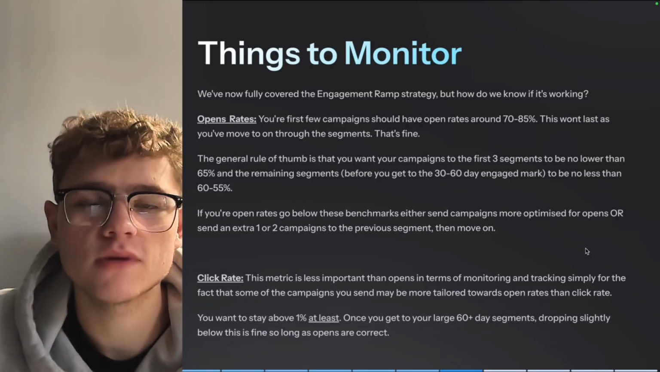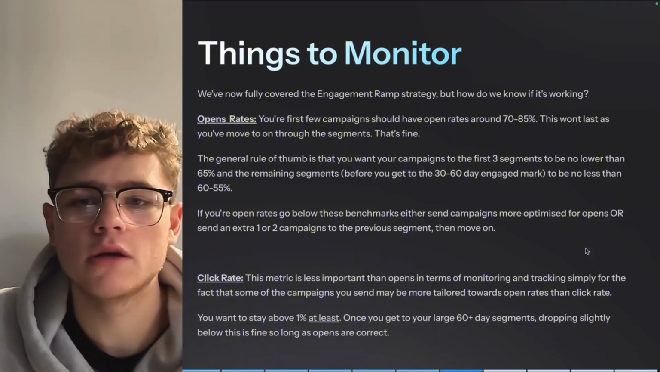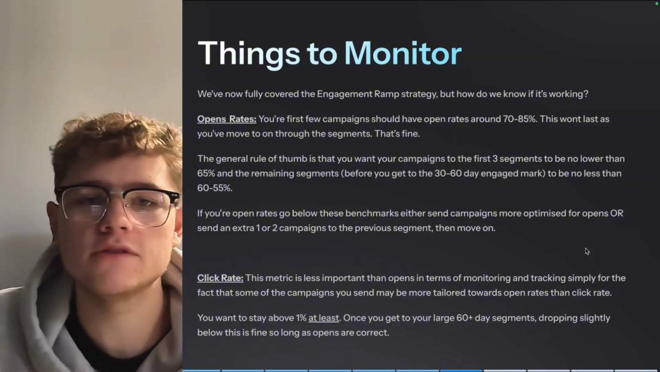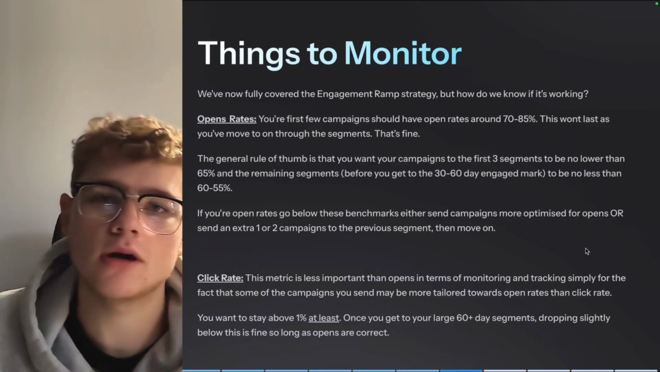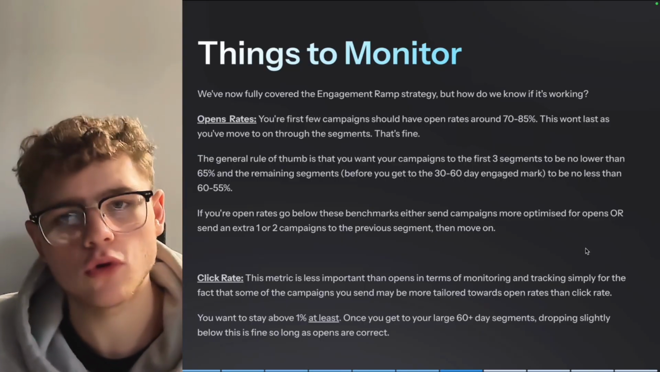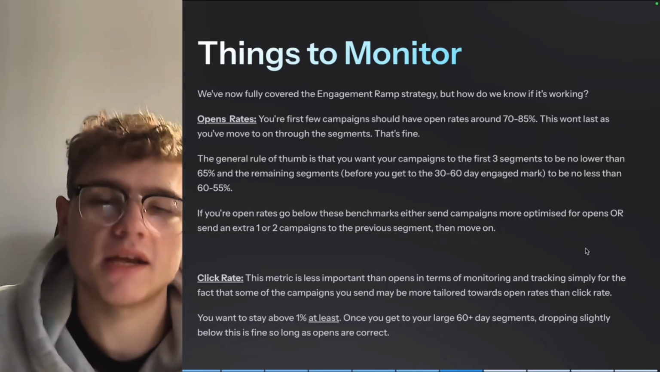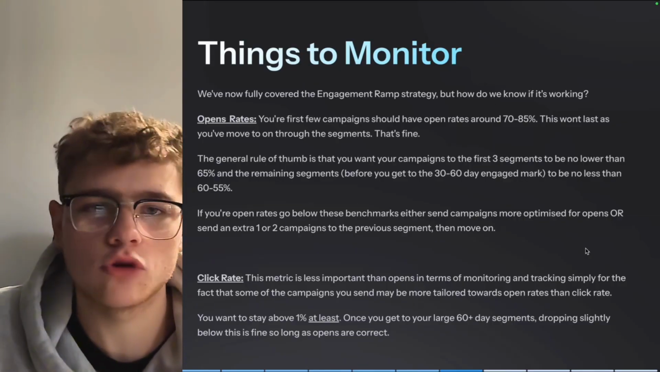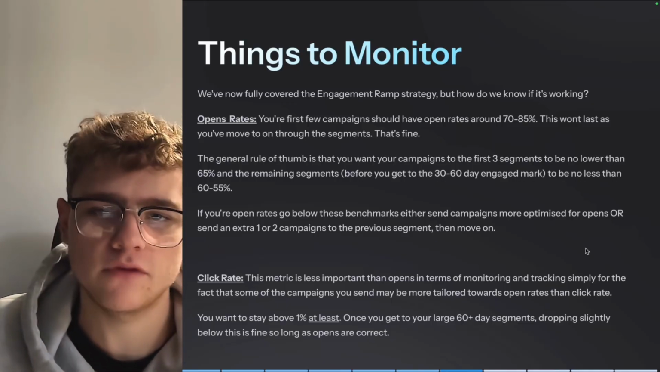So now we know what emails we're sending and who we're sending them to. How do we actually monitor the results to make sure we're on the right track? So open rates. The first few campaigns should have open rates around 70 to 85%. Obviously, if your KPIs are much lower than these, like I'm talking 20, 30%, sending to these segments, you want to go ahead and check out your DNS records again and make sure that everything's set up with your domain. So these high open rates won't last as you move through the segments, which is completely fine.